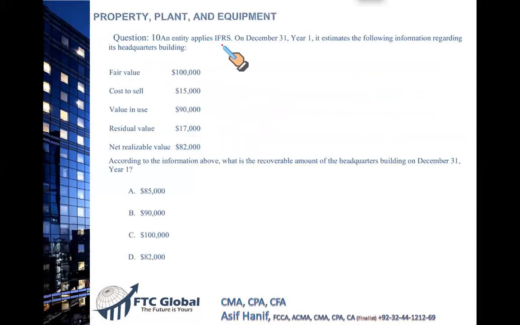An entity applies IFRS on December 31st, year 1. It estimates the following information regarding its headquarter building: fair value, cost to sell, value in use, residual value, and NRV. We will take only what is required. We take carrying value at one end. Is it given here? Fair value, cost to sell, value in use? There is no carrying value given. So what we can only do is establish the recoverable amount.